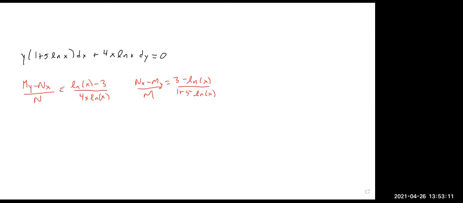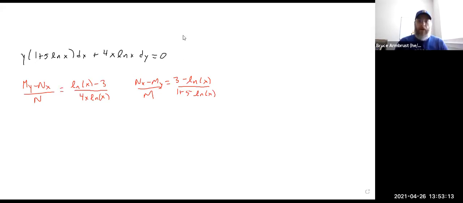Okay, so we're going to run with this one. So we're going to get our mu equals e to the integral of natural log of x minus 3 over 4x natural log of x dx.